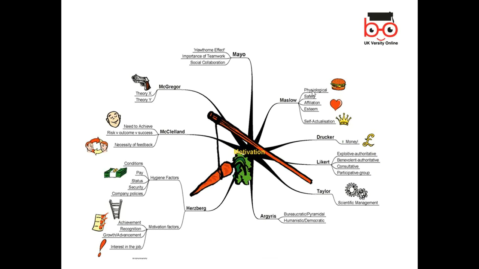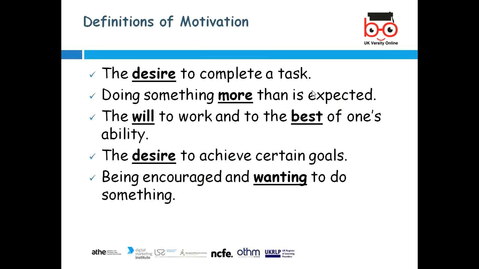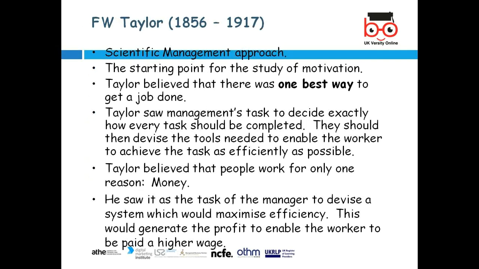According to Mayo, there are two factors. One is called hygiene factor, the other is called motivator factor, which means motivator and demotivator. So we need to identify what the motivators and demotivators are in our organization. Then people will be motivated. So what is motivation? The desire to complete a task, doing something more than expected, working at the best of one's ability, the desire to achieve a certain goal. Being encouraged and wanting to do something. So that is motivation.